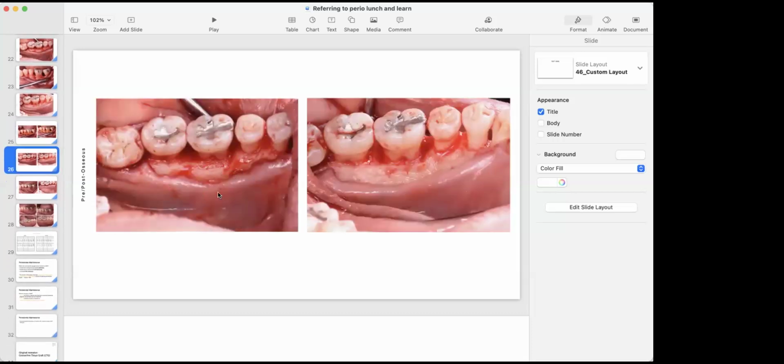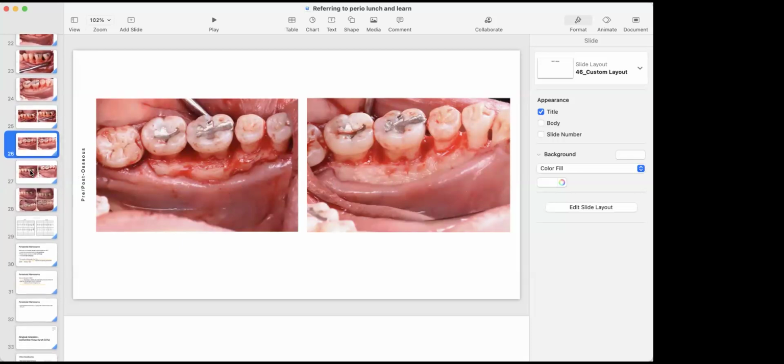Same thing, the left picture is the before, right is the after. You can see all this bone I took in, and that'll allow the flap to sit a lot easier and the gingiva to sit closer to the teeth.